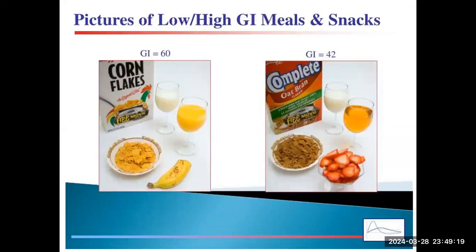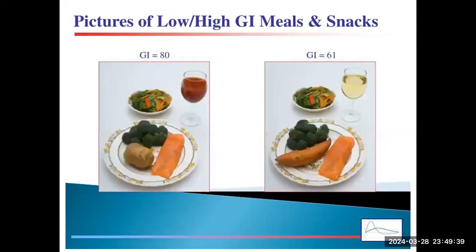This picture shows some of the foods having different glycemic indexes. For high glycemic index, there's corn and banana and so on, and for low glycemic index, oat bran and so on. The same is right here with GI meals and snacks. GI 80% when you have easily available carbohydrates, and it's less when we don't have that.